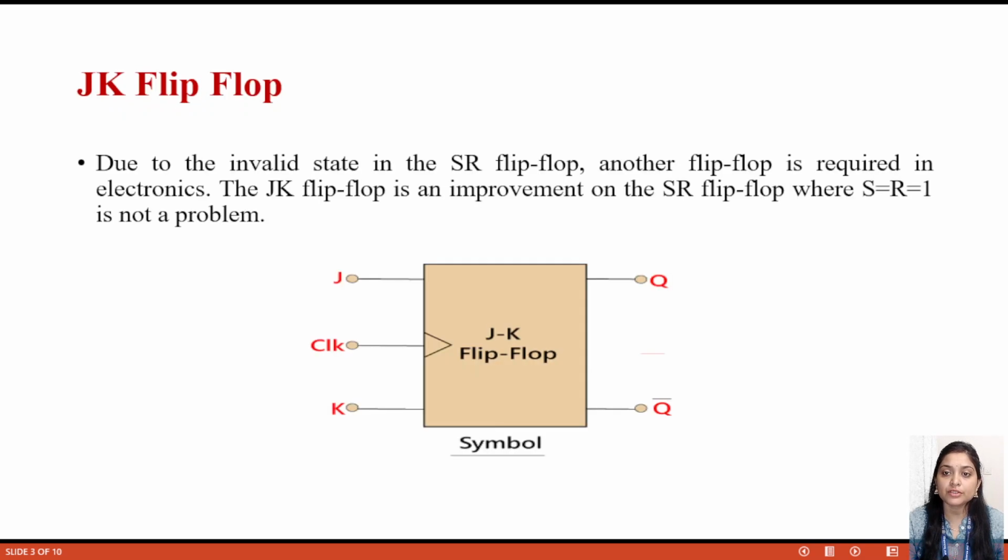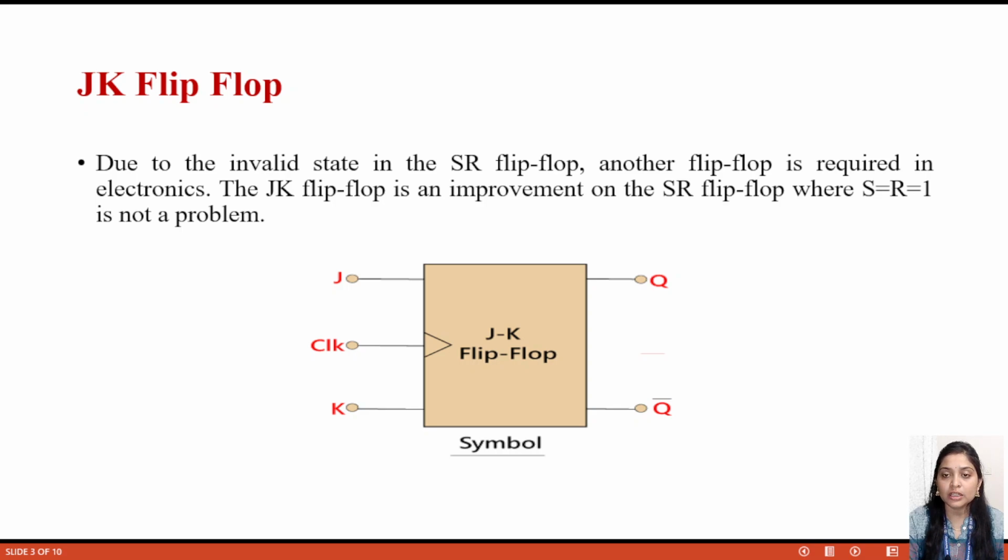In the case of SR flip-flop, we have seen that when we apply J and K both 1 and 1, then the output is the invalid state. So there is no valid output. To overcome this problem, the JK flip-flop is introduced.